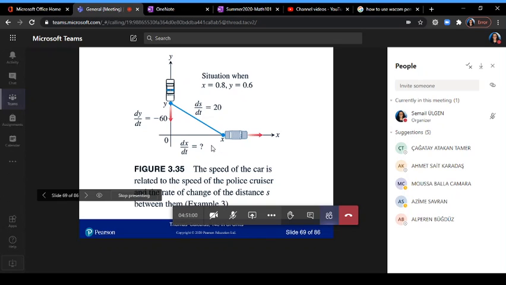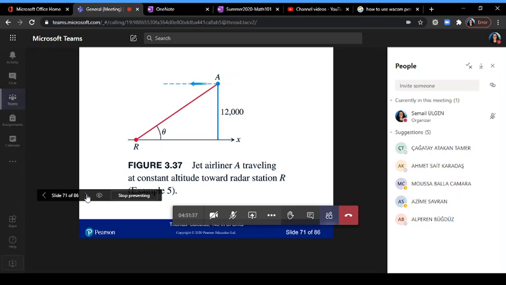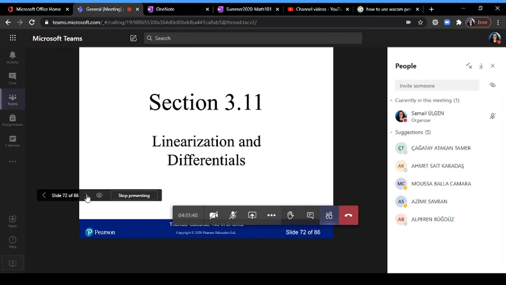x depends on t, y depends on t, s depends on t. Then we have 2x dx/dt plus 2y dy/dt equals 2s ds/dt. I'm going to cancel all the 2's: x dx/dt plus y dy/dt equals s ds/dt, and then I'm going to put everything in. I know x, I know y, I know dy/dt, I know ds/dt, and from there I can find dx/dt. That's how you would do that. Alright, I'm going to skip this example.